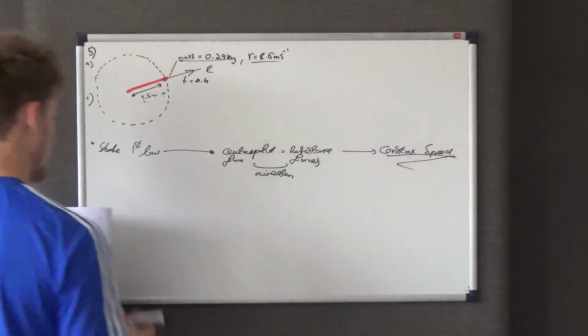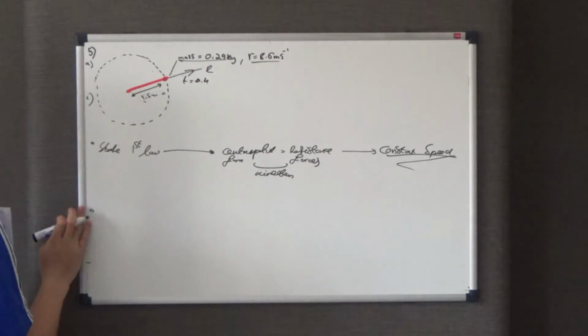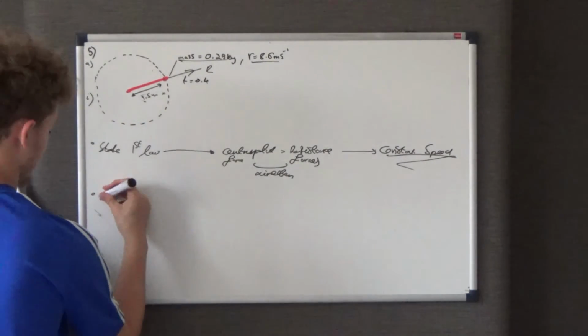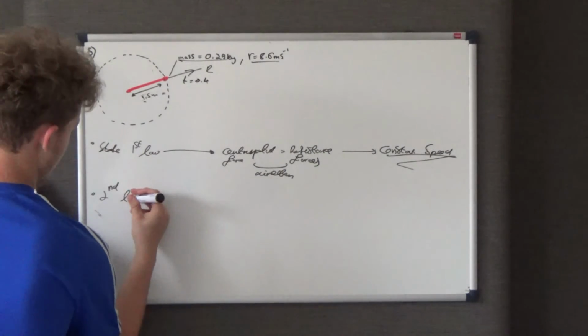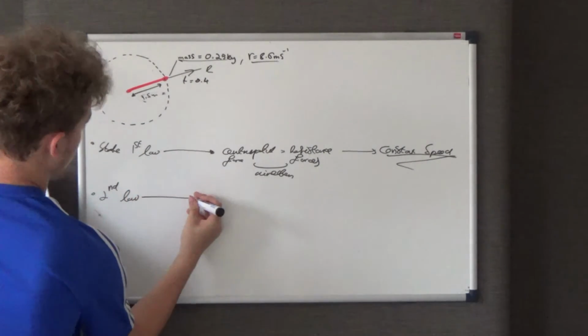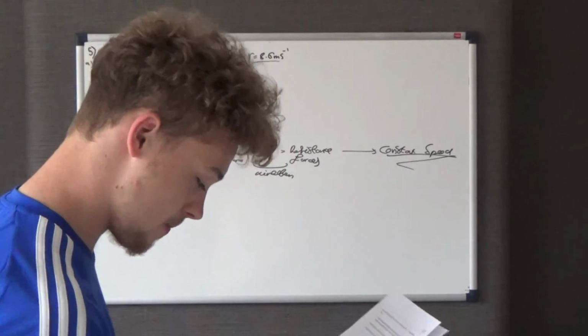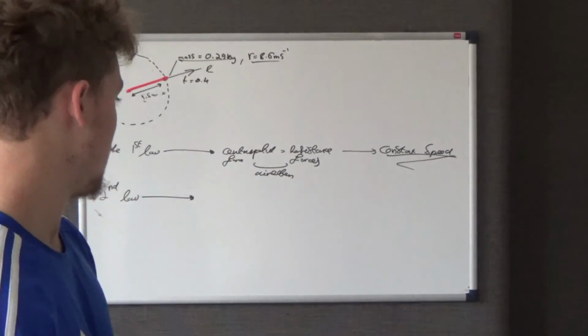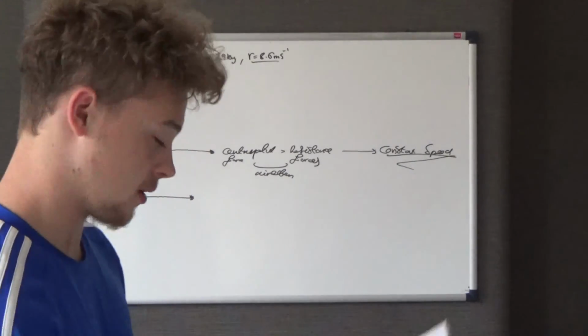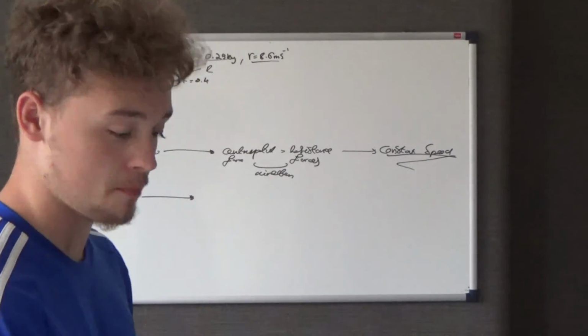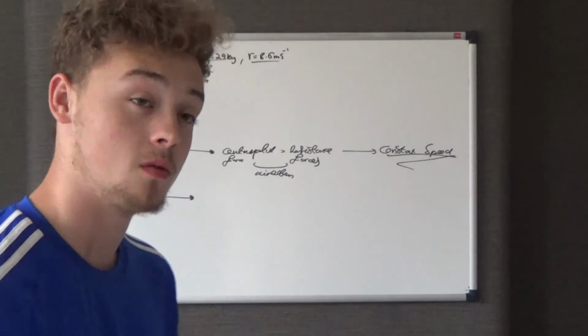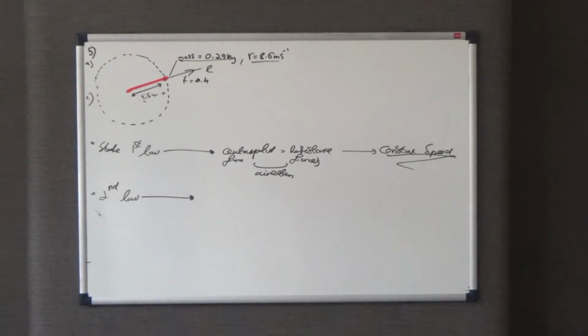The second point is obviously the second law. The second law states that F equals ma. In other words, resultant force is equal to mass times acceleration. This is quite a weird one, because I kind of explained it in two separate points. I built up to stating the second law, but what I did was say why there was acceleration.